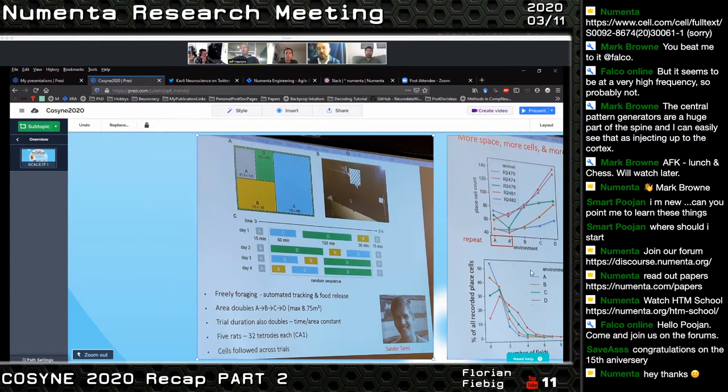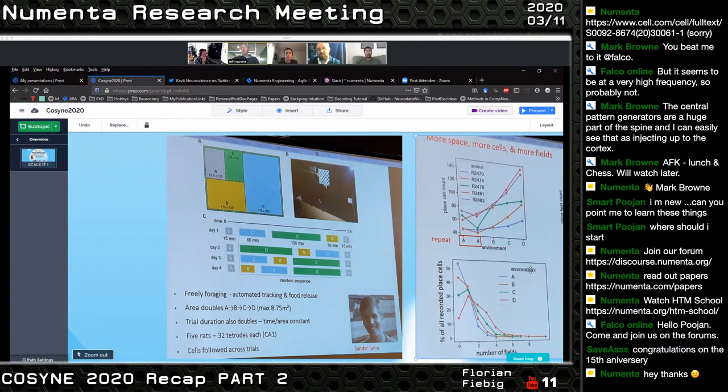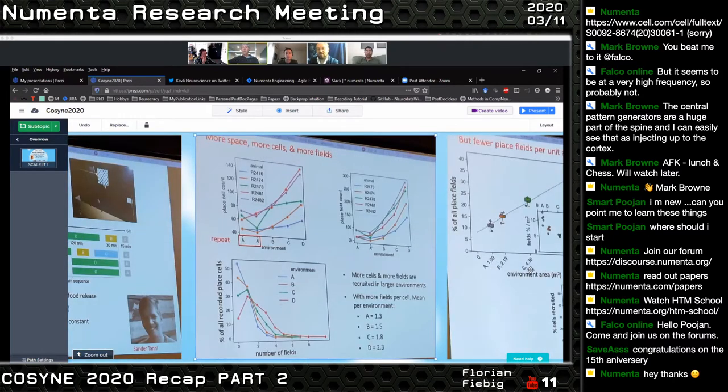Yeah, well, that's an important distinction, right? Whether the rat feels like it's in the same spot or not. It's a very different effect. Right. So we have to be careful. So they're trying to measure different things here.